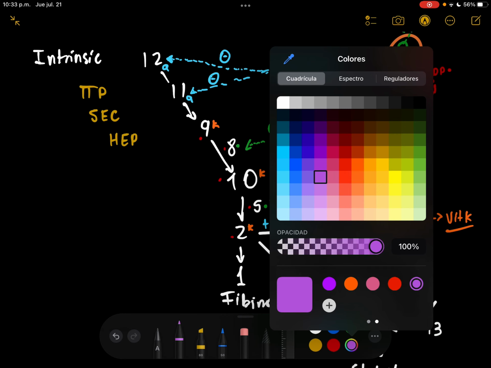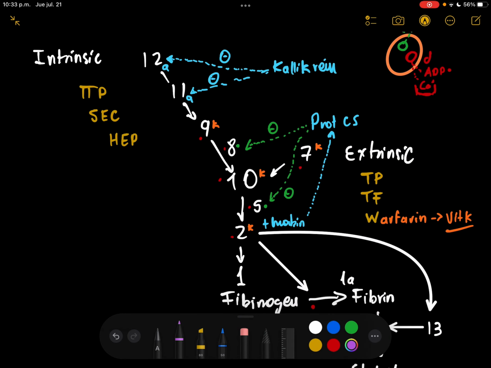And then we have other drugs like heparin, and the low molecular weight heparins like enoxaparin, that are going to act on these two, factor 10 and factor 2. Okay, put that in mind.